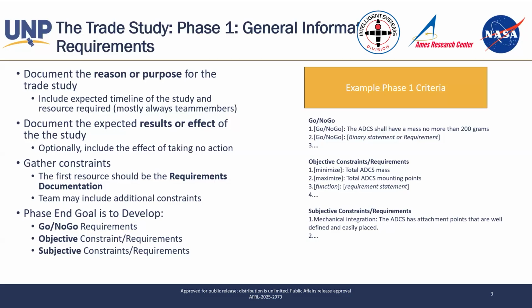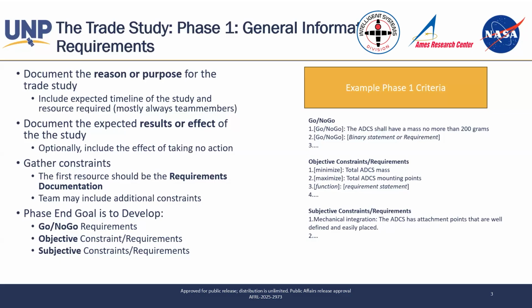Then you're going to begin to develop requirements. So you're going to have things like go and no-go requirements. You're going to have objective requirements and you're going to have subjective requirements. So for the go and no-go, I'm not a controls person, so I'm kind of poorly using an ADCS as an example here. In this case, it's the ADCS shall have a mass no more than 200 grams. That's a binary statement. That's going to be in your go, no-go requirements if it's a binary statement.